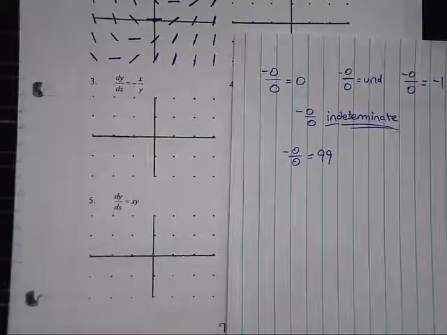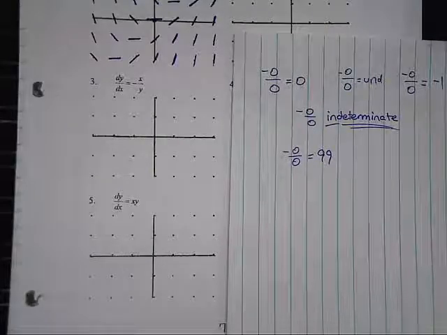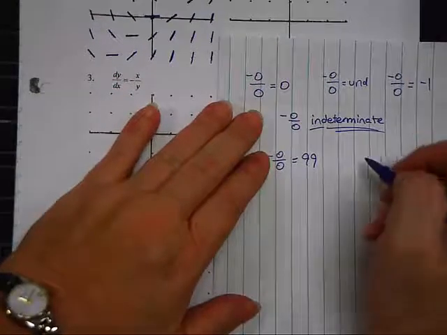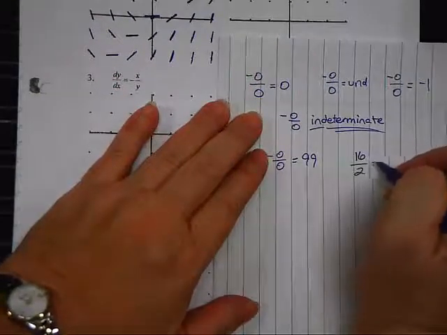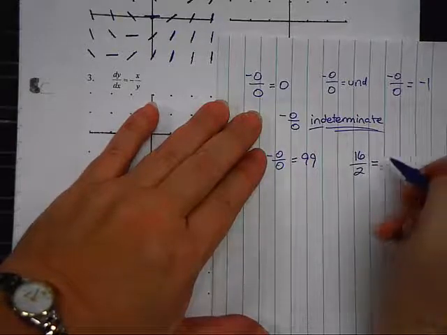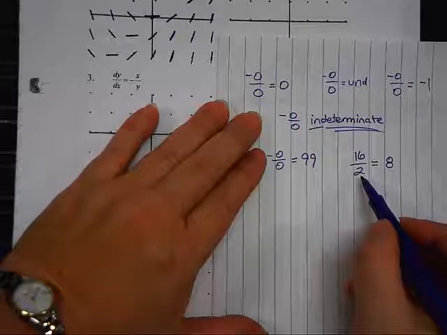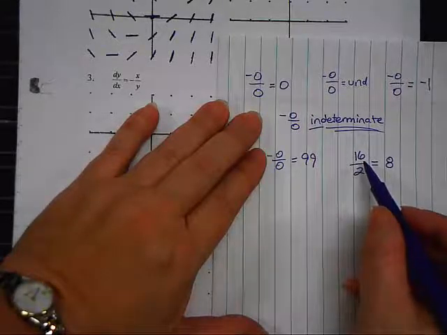What? 0 over 0 is 99. Yes, it is. 0 over 0 is negative 2 also. Let me show you why. I like doing this with people. What is 16 divided by 2 equal? That's 8, because the answer times the denominator equals the numerator. Agreed? Yes.